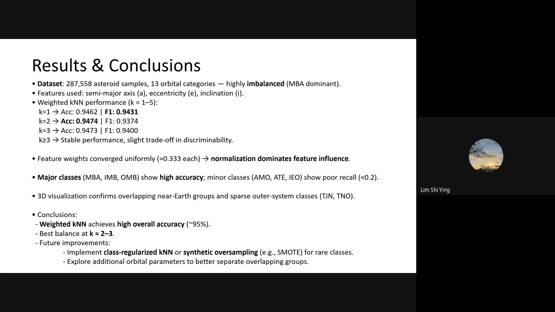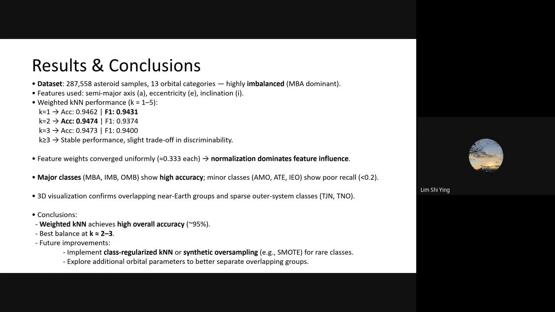So when we looked at class performance, we see that major classes like MBA, IMB, and OMB were classified with high accuracy, while minor classes such as AMO, ATE, and IEO had poor recall below 0.2. Then the 3D visualizations confirm these results. Near-Earth groups had overlapping boundaries, while outer system classes like TJN and TNO were much more sparse in distribution.